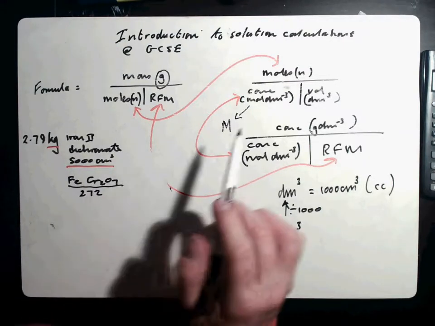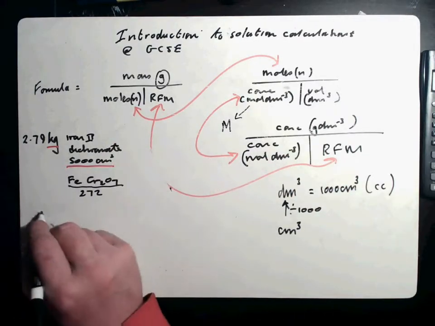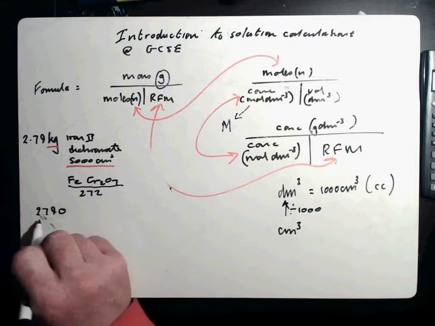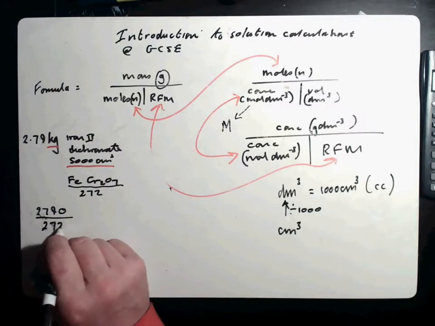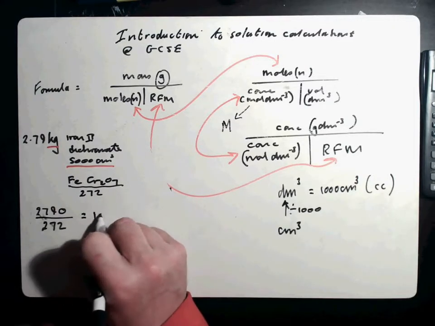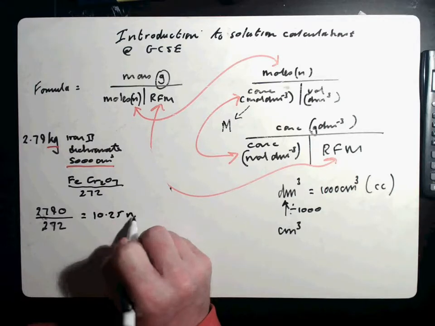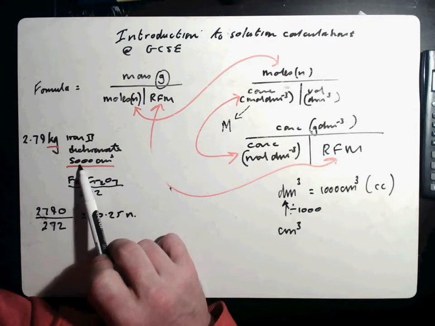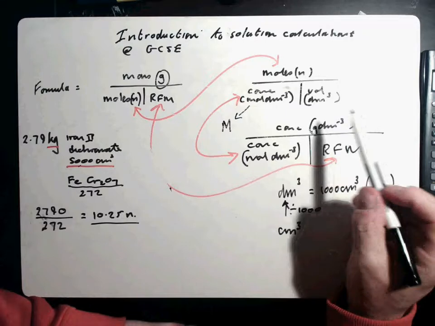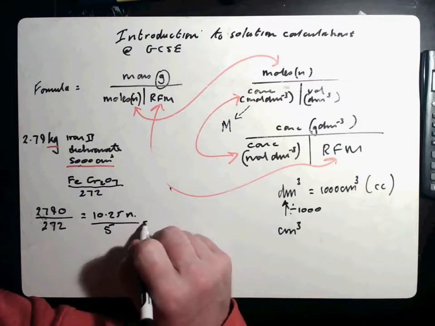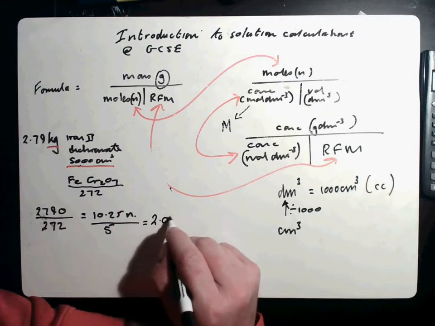Okay, so the moles of that, I've got to get moles per decimeter cubed, so I need to get moles. I can get moles over here by taking my 2.79 kilograms, which I've got to convert into grams, so it's 2,790 grams, divided by 272, which gives me 10.25 moles. Now, so I've got moles and I've got volume. Volume is 5,000 cubic centimeters, but I need to convert that into decimeters, which is 5 decimeters cubed. So I divide my moles by my volume, 2.05 moles per decimeter cubed.